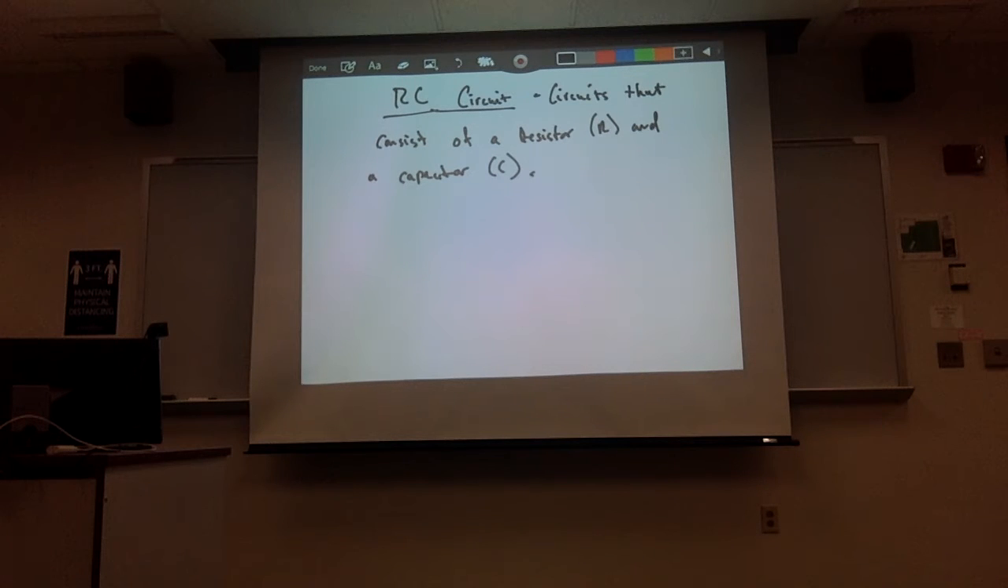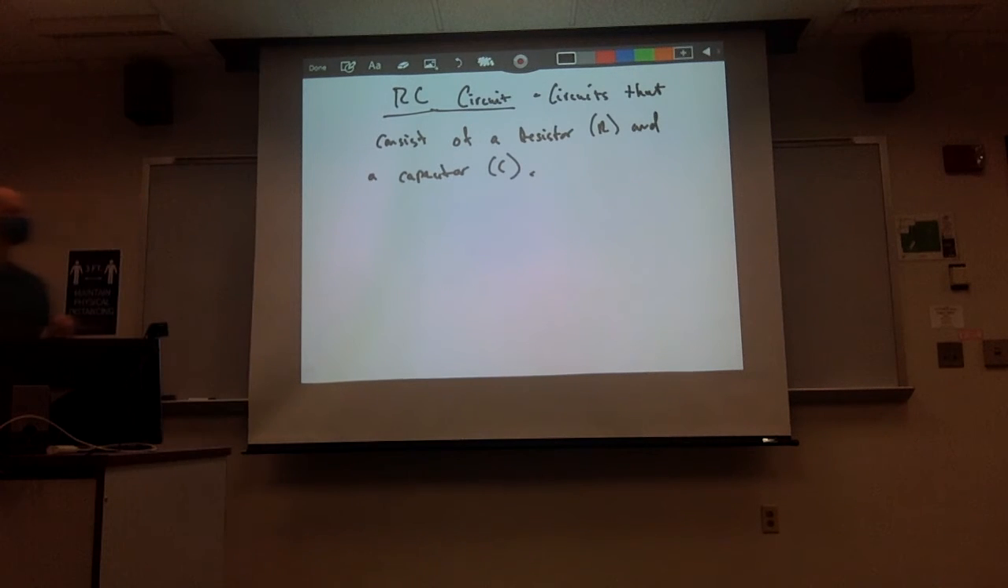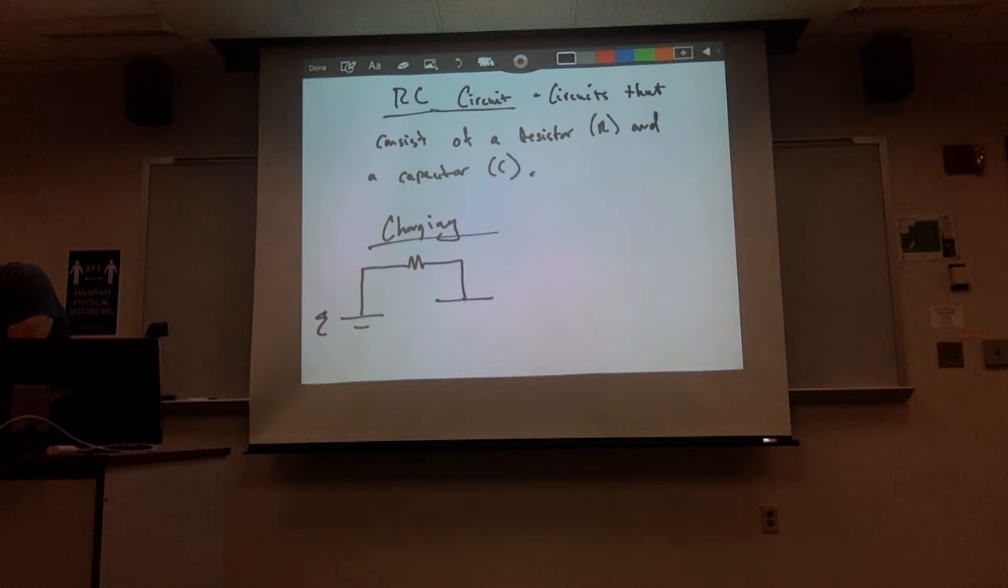Now, we're going to be interested mostly in two different scenarios: a charging RC circuit and a discharging RC circuit. Let's start off with a charging RC circuit. For a charging one, we're going to take a battery and connect that in series to a resistor, which is then connected in series to a capacitor. I'm looking only at the series case, not parallel, because that'll be a whole different analysis. So let's just look at this one for now.